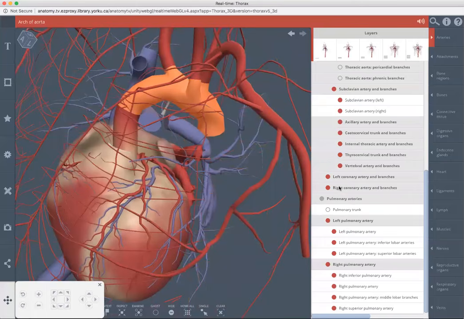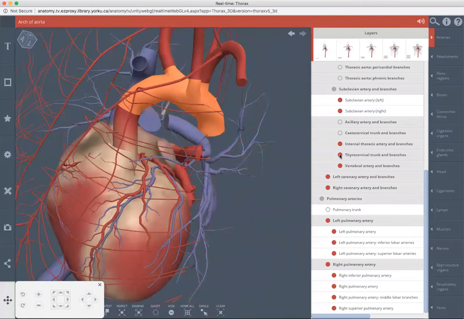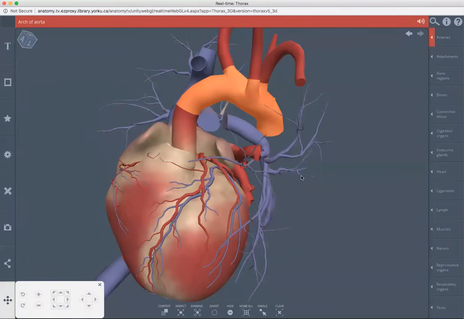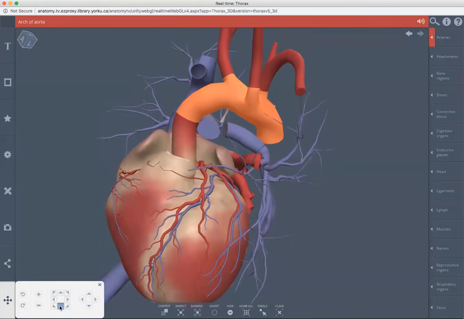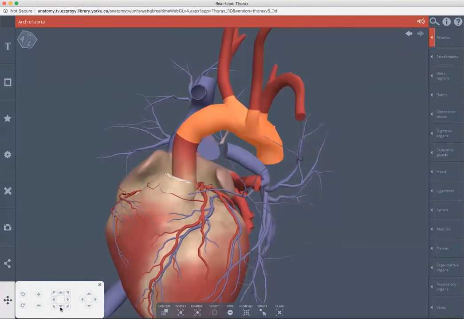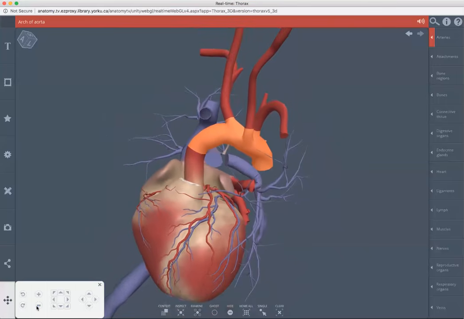We'll scroll down a little and get rid of a few things because we don't need to see all of these branches right now. There, that's a little easier to see. Okay, so the arch of the aorta, as I mentioned, has 3 branches. Let's go down just a little bit more.